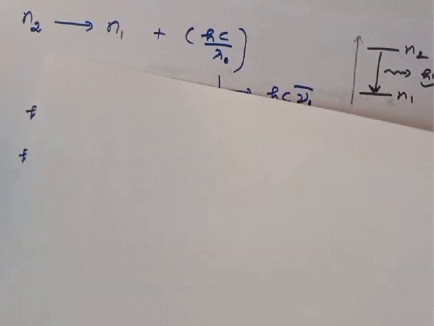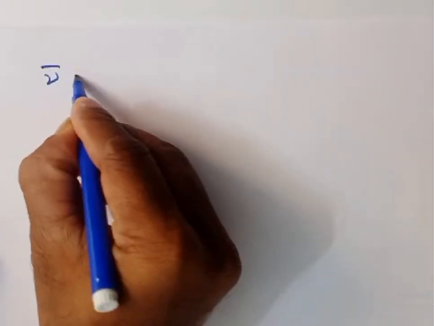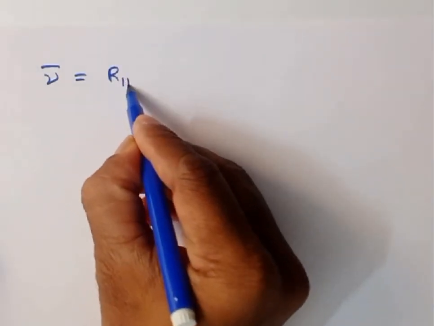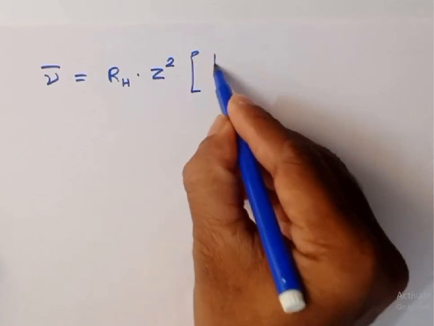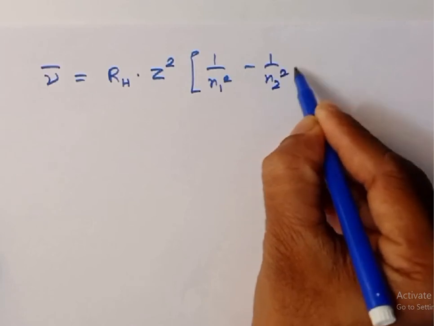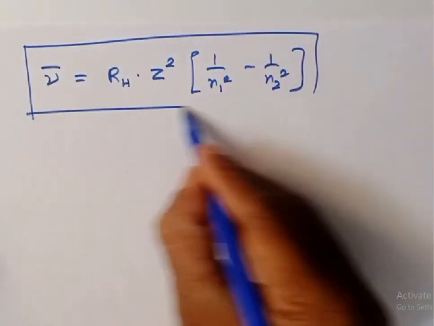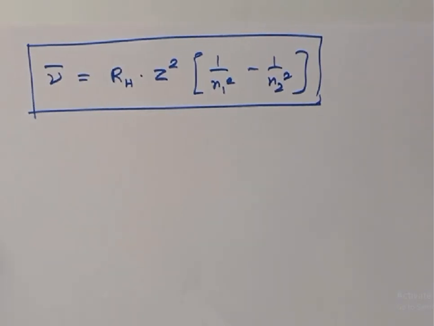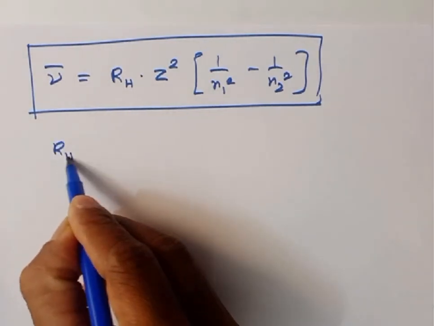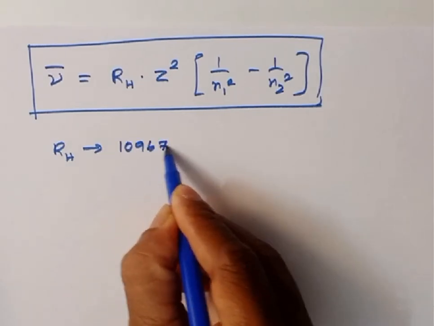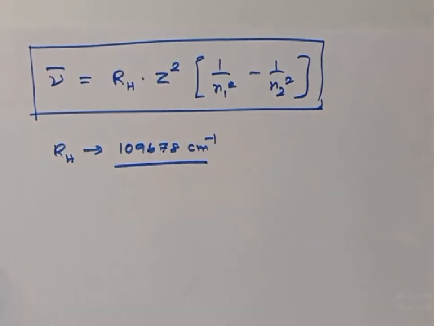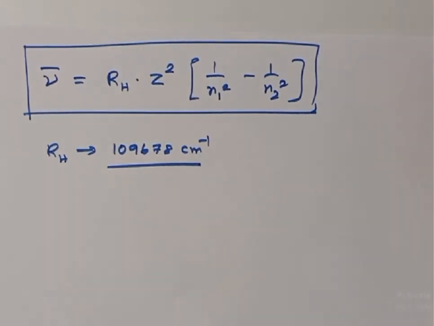Now I'll write the formula by replacing these constants by a new constant, that is RH. So what we get is: wave number nu bar equal to the Rydberg constant for hydrogen atom into Z square into (1 by n1 square minus 1 by n2 square). Very, very important. And the value of the Rydberg constant RH is equal to 109,678 centimeter inverse. This is the value of the Rydberg constant for the hydrogen atom, 109,678.